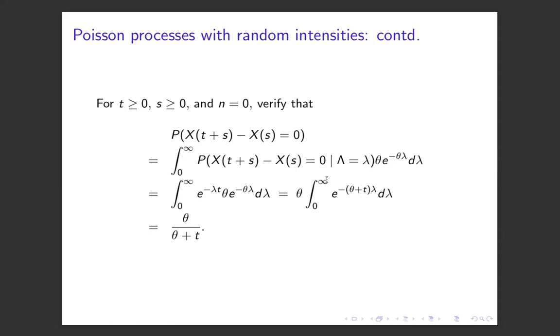So with the additional information that the parameter is following an exponential distribution with theta, then the unconditional probability that X_{t+s} minus X_s takes the value 0 is theta divided by theta plus t.